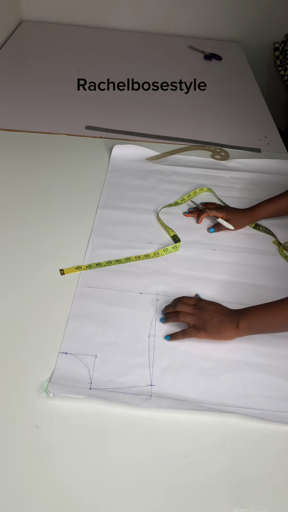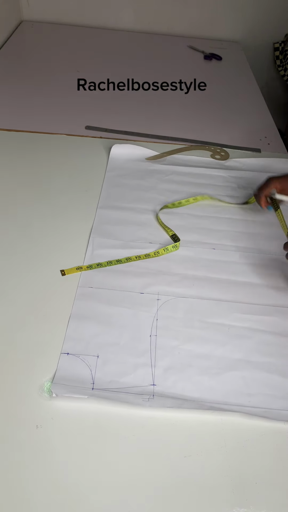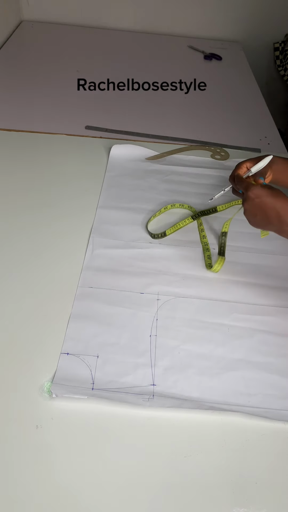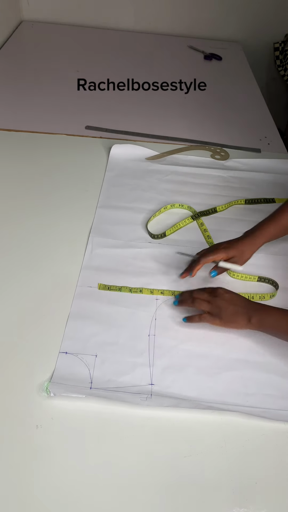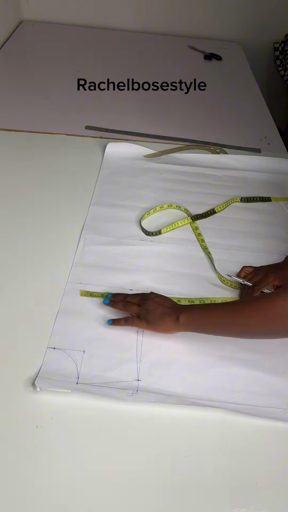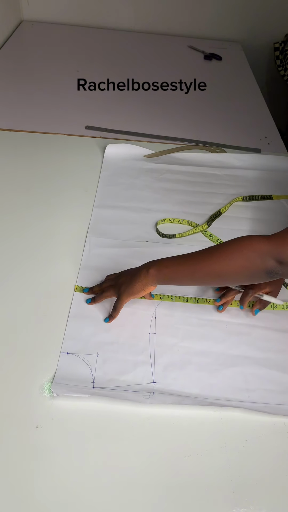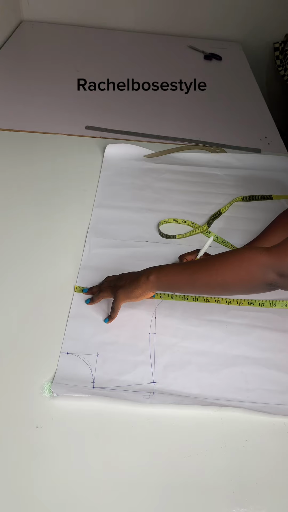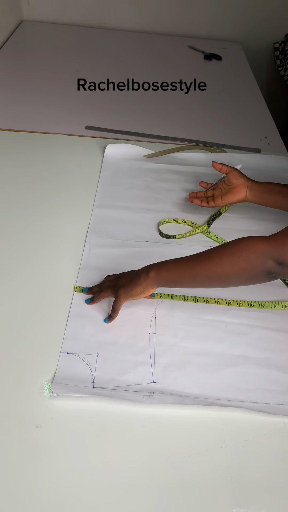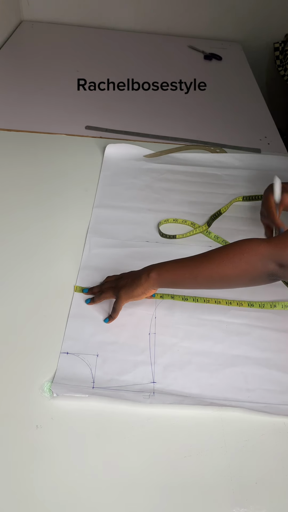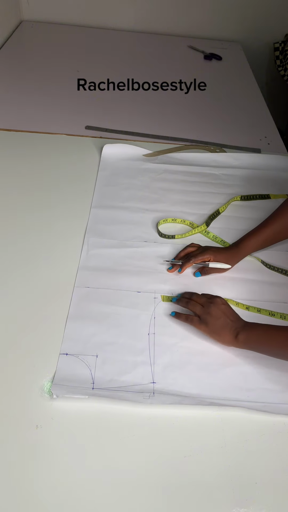So my armhole part is settled. But the next thing for me is to take the bust measurement and the waist. We only need the bust and the waist for this part. My bust measurement is 36 divided by 4. We have 9 inches plus at least the allowance, at least 1.5. I'm adding 2 inches allowance to mine.